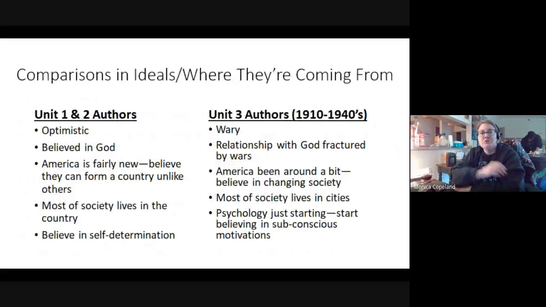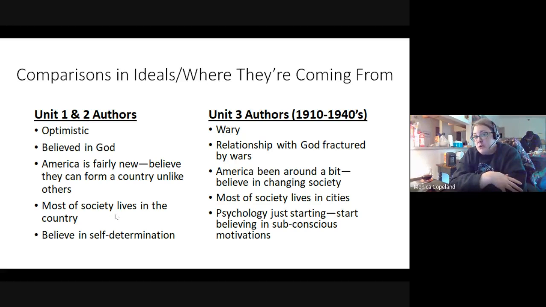So first, I'm going to start with comparing and contrasting Unit 1 and 2 with Unit 3. You recall that prompt from a moment ago. So our past authors that we studied in American Lit, let's go down the list. Here are some things that define them. They're pretty optimistic. They believed in God. They believed that America can be formed unlike other places because America was new at the time.